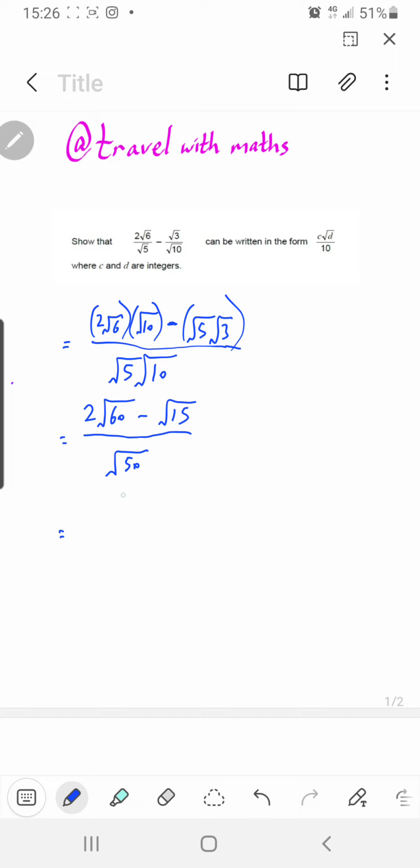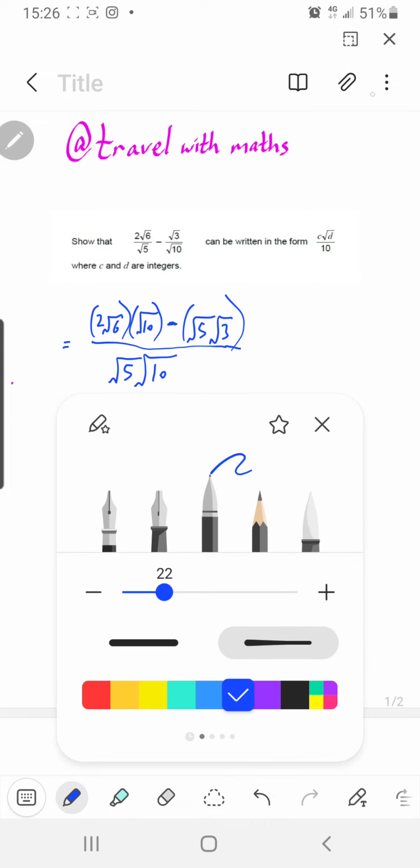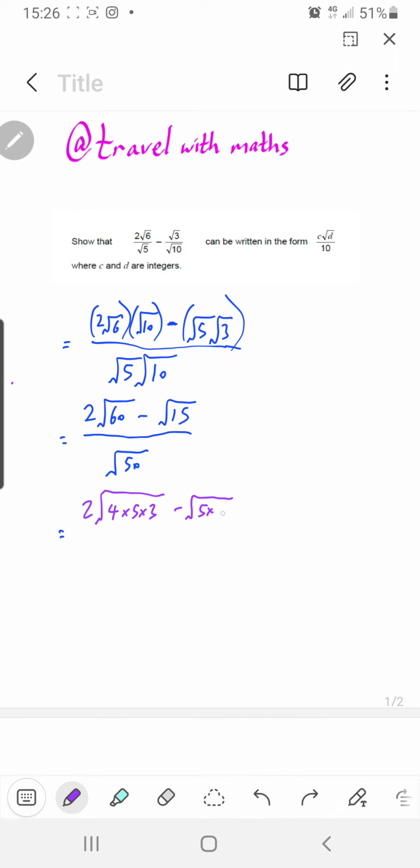Now let me see if I can break down anything so that I have a square number multiplied with another number. So I know the 60 can be broken down into 4 times 5 times 3, because 4 times 5 is 20, 20 times 3 is 60. And then square root 15 can be broken down into 5 times 3. Doesn't really help because neither of them are square numbers, but I'm just doing it so that I have some sort of working. 50 can get broken down into 25, which is a square number, times 2.